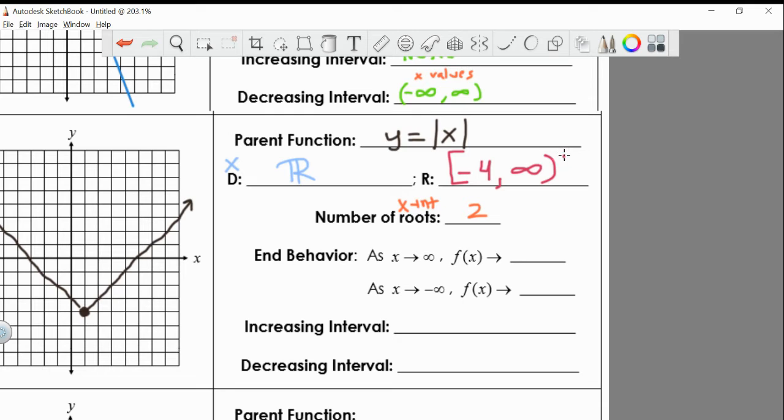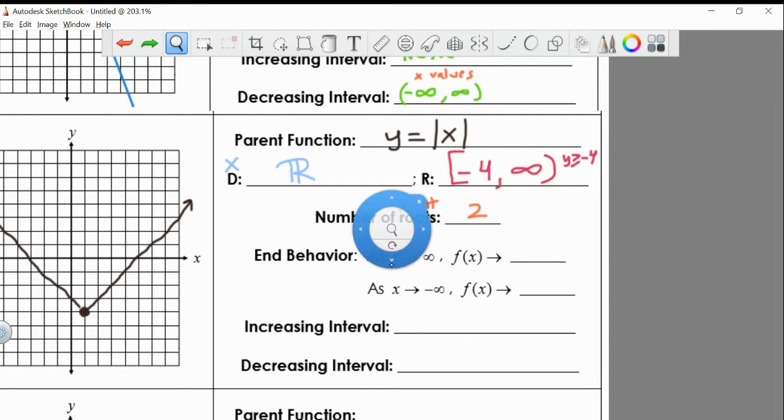Another way you could write this is y is greater than or equal to -4. Let me make sure that looks like it has an equal sign there. This is inequality notation. This is interval notation. So they're the same thing. But again, that's because every number equal to or bigger than -4, our graph exists.